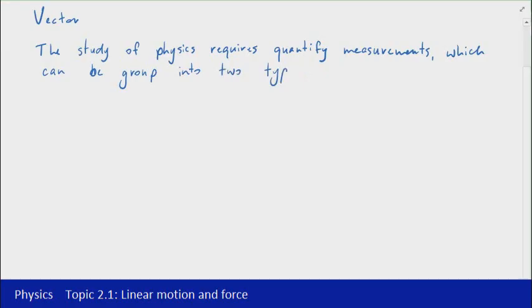And the two types of quantities, hopefully you will have seen these before. This should just be a reiteration of what you already know. So the two types of quantities that we're looking at here, the first being scalar quantities. Now with scalar quantities, they only have magnitude. So we can only say how big it is.